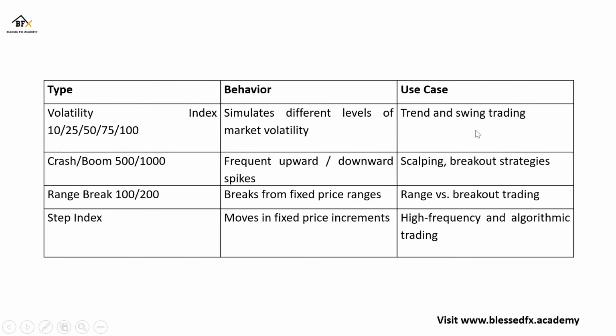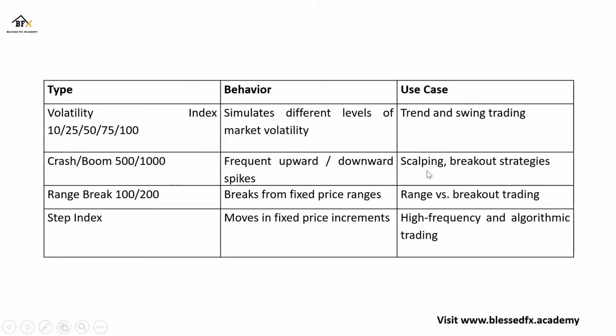So it is used for trend and swing trading. You understand? And these ones, they are usually good for beginners. So as a newbie, since you are new to synthetic indices, I will advise you begin from this. Then we have the crash and boom 500, crash 500, crash 1000, boom 500, boom 1000. We are going to get there. I'll show you how to assess all of them. So they have frequent upward or downward spikes. You understand? The crash usually going up, the boom usually coming down.